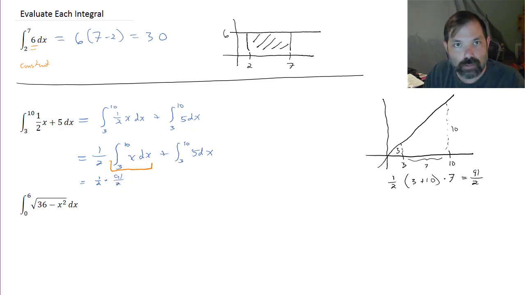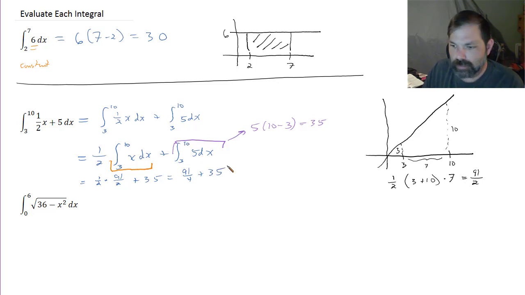Now the second integral, in purple, using basically the previous exercise, that's 5 times 10 minus 3. And so then that would be 35. So then I have 1/2 times 91 over 2 plus 35. And now it's just arithmetic. 91 over 4 plus 35. And I did this earlier. This ends up being 231 over 4, or 57.75 as a decimal number.